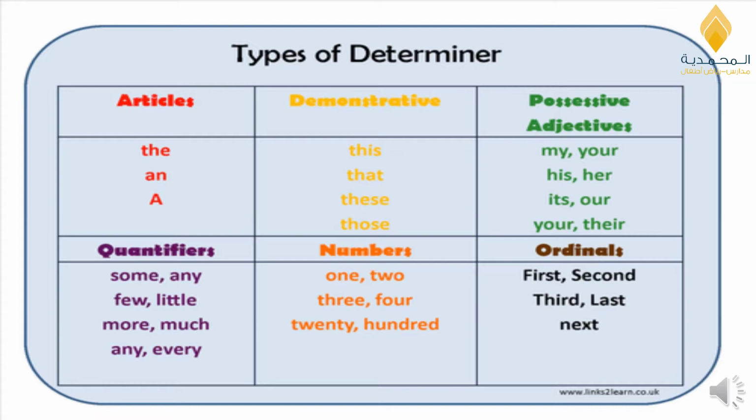Okay, now in this slide you can find the types of determiners. We have articles: a, an, the. We have demonstratives, like this, that, these, those. We have possessive adjectives, like my, your, his, her, its, our, your, and their. We have quantifiers: some, a few, little, more, much, any, and every. We're going to study them today. And we have numbers: 1, 2, 3, 4, 20, 100, or whatever. So numbers are considered one type of determiner, okay? And we have ordinals: first, second, third. These are considered determiners too. Clear?